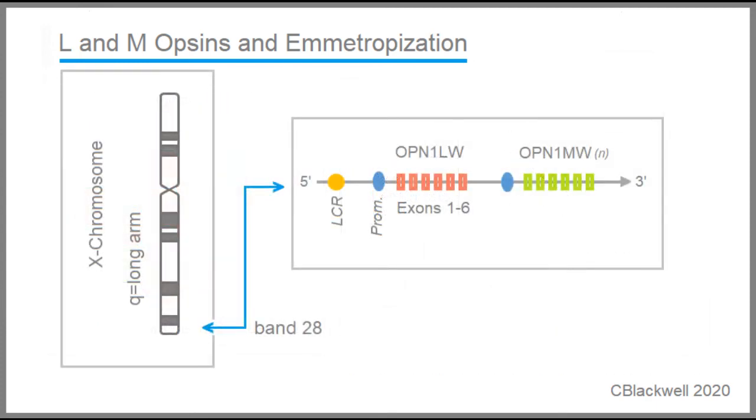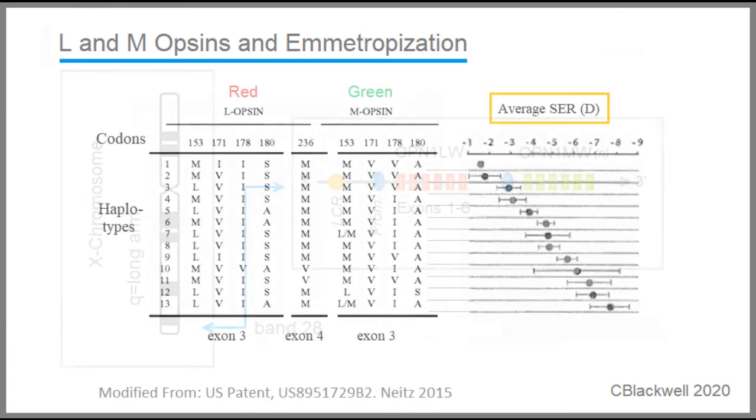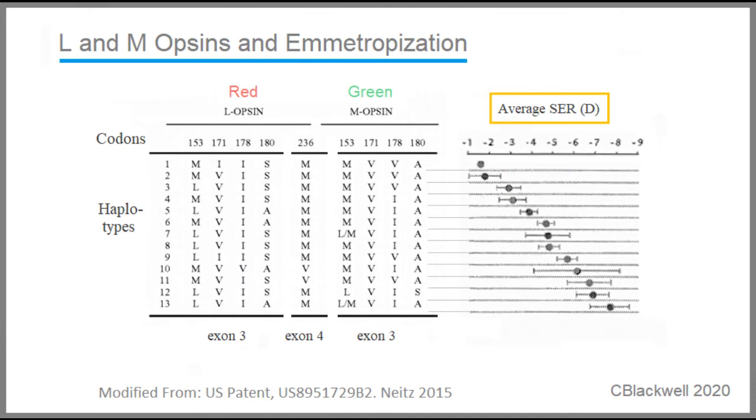Another observation involves the haplotype of the L and M opsins. These genes are on the X chromosome with only one active copy of each gene. Looking at exons 3 and 4, sequence variations in these exons determine how well the cone pigments function. The graph on the right shows that variations in these sequences have been found to be associated with specific levels of myopia.